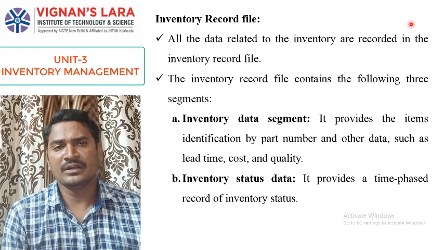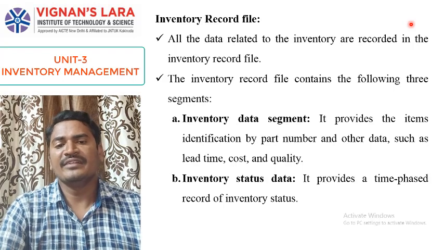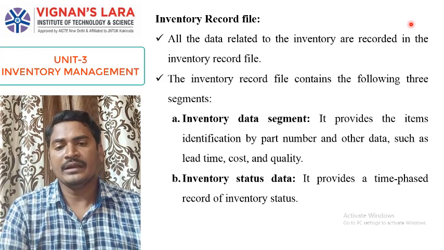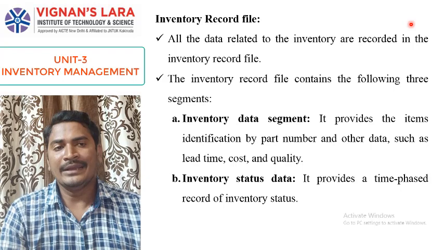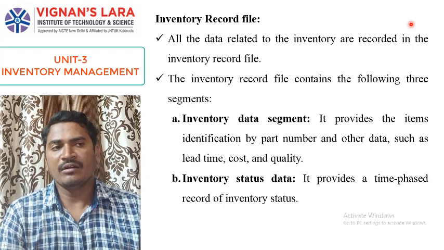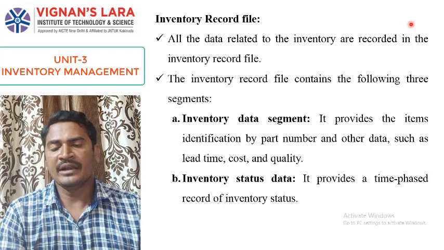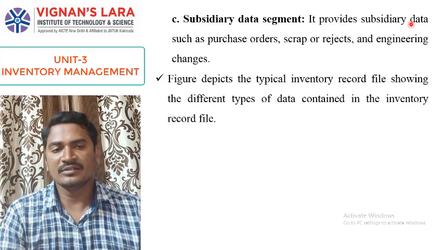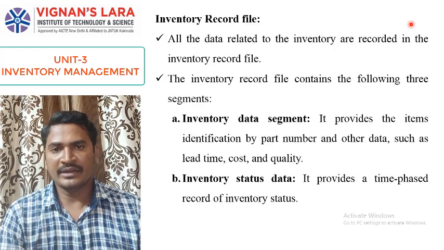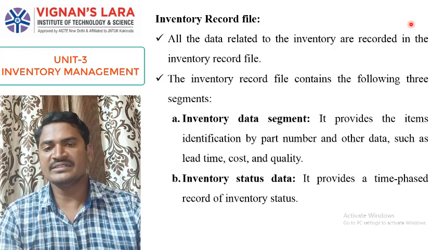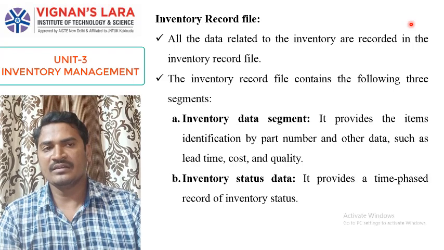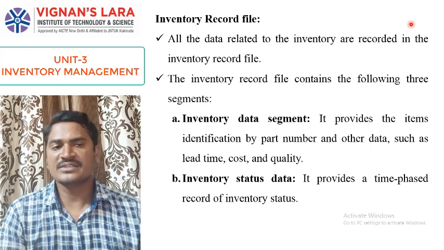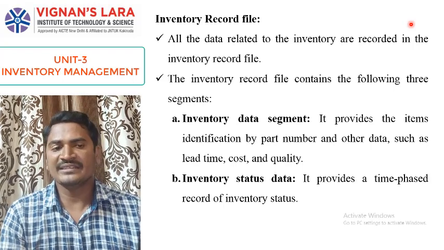Next, coming to the second input, that is the inventory record file. Here all the data related to the inventory are recorded in the inventory record file. This inventory record file consists of three categories. The first one is the inventory data segment, the second one is inventory status data, and the third one is the subsidiary data segment. First, coming to the inventory data segment.